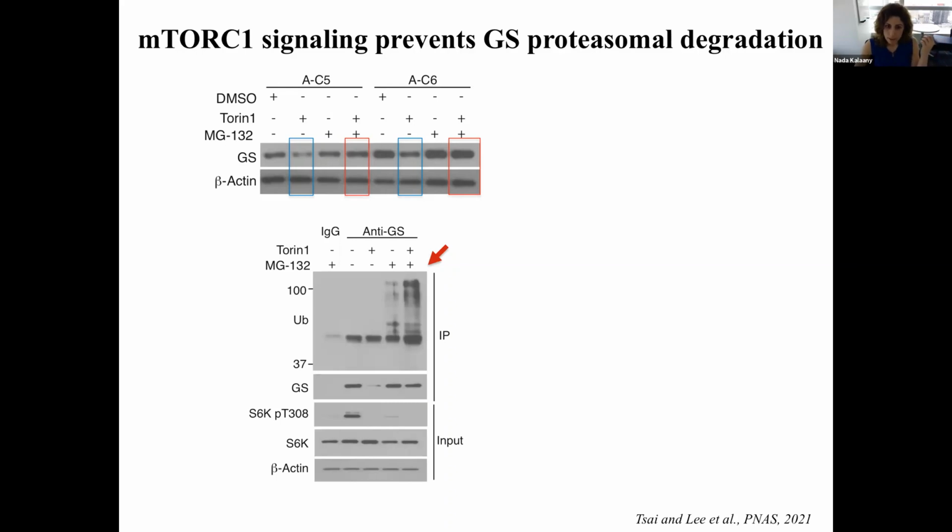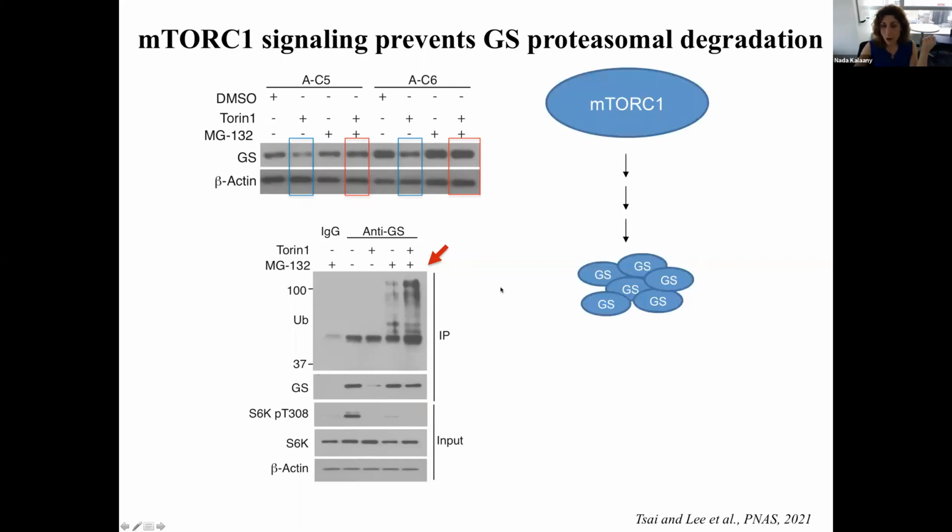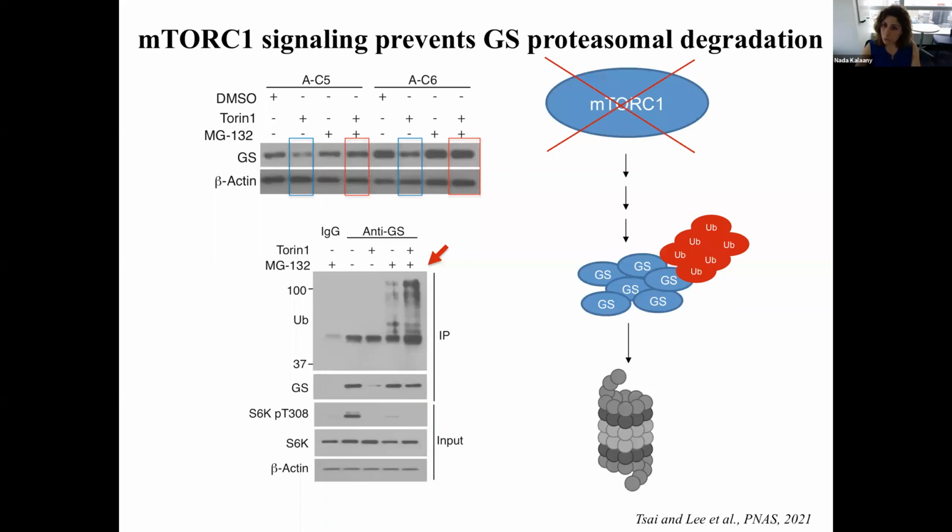And in fact, when we look at GS in the presence of taurin-1, and especially in the presence of taurin-1 and MG132, we're able to see that GS is polyubiquitinated. So the model is that mTORC1 is preventing the degradation of GS. We inhibit mTORC1 with taurin-1, that leads to its ubiquitination and to its proteasomal degradation in the adapted clones.